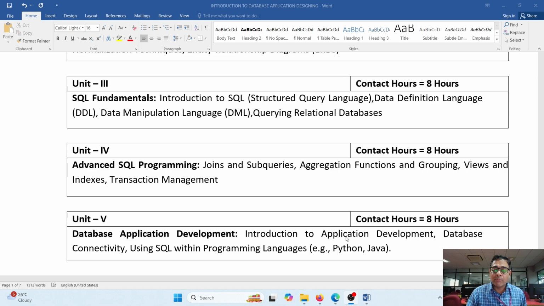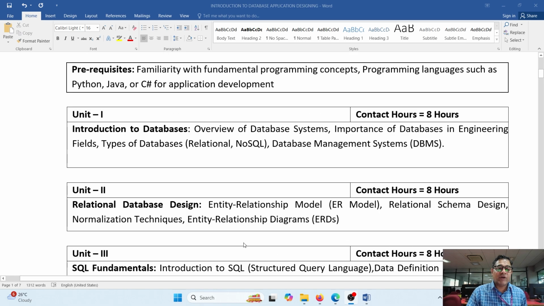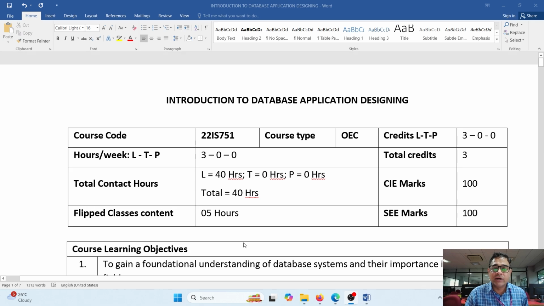So we need to connect an application to the backend, which will interact with the database, and in between, the SQL queries, how to use them. The SQL queries will be the bridge between the database, which is at the backend, and the application that you have developed. So these are the 5 units that we cover in database application designing.